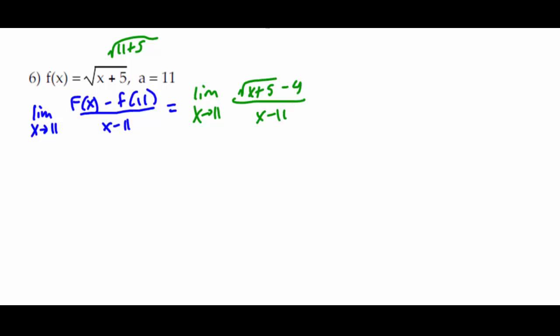Now here's the part you have to memorize as far as steps go, is to fix this, because right now I can't plug in 11. I need to rationalize the numerator. So I'm going to multiply by square root of x plus 5 plus 4. The only thing I change is the sign that's in between the square root and the number.